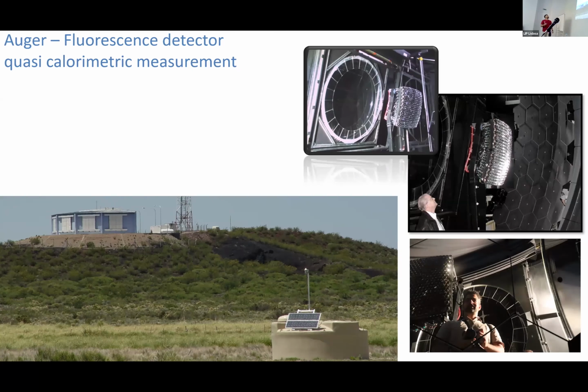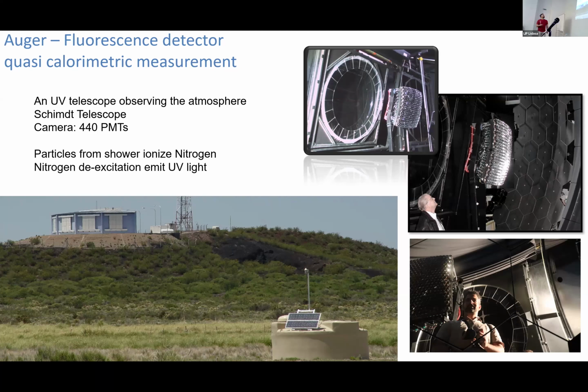The fluorescence detector makes a quasi-calorimetric measurement. You have a UV telescope. This is the entrance, here you have the mirror, and here you have the camera, which has 440 photomultipliers with light guides.